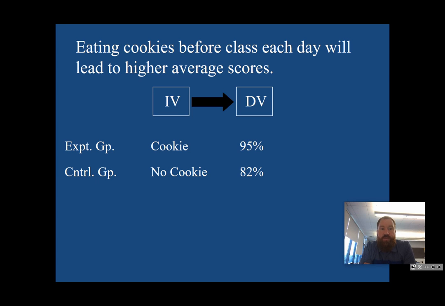And so we should just jump right off. If you remember the sample hypothesis that we were going off of, which is that if you eat a cookie before class every day, you'll eventually have higher averages on your test scores. We were running off of this data that the experimental group, which is the group that receives the independent variable, the cause variable, in this case got a 95% on their test scores, which is the dependent variable or the effect. The cookie causes the effect in the scores. And the control group got an 82.